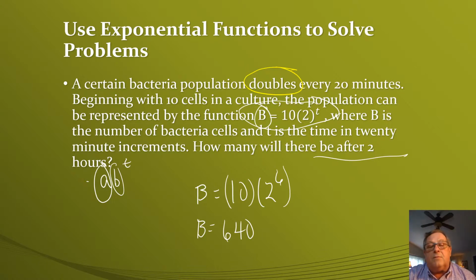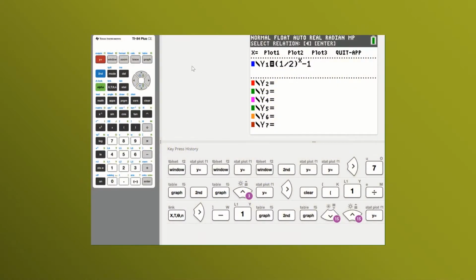I am going to graph this on the calculator because, again, I just want to show something here that can be important as you're graphing this, and then we'll look at a table that will confirm our results. Well, let's just quickly graph our function. We were given a function B equals 10 times 2 raised to the power of t, or x. We're going to use x in this case.